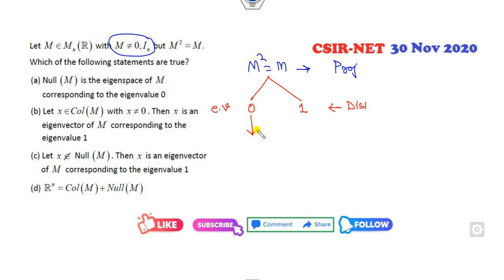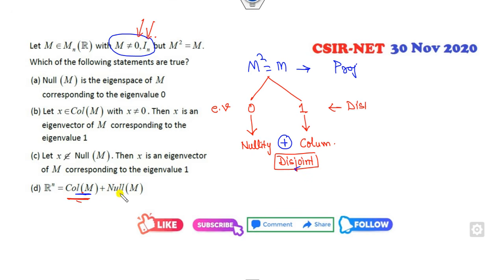So corresponding to them, one eigenvector corresponds to the nullity, and one eigenvector, which is non-zero, corresponds to the column space. Fine. So first of all, these two are disjoint. Why disjoint? Because M is not 0 or I. If M is 0 or I, then this may or may not be disjoint. But in this case, this is disjoint. So what is the meaning of that? That means I can say this is a direct sum.